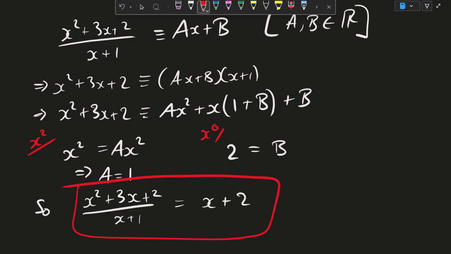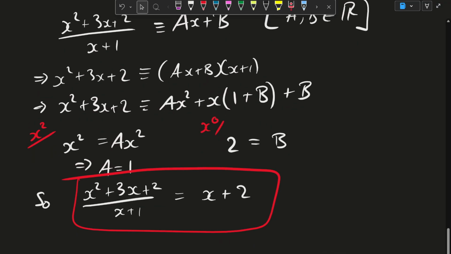So that was a fairly simple example. In the next video, I'm going to do one that's slightly more complicated. It doesn't require too much more algebra, but is more in the area of an exam style question.